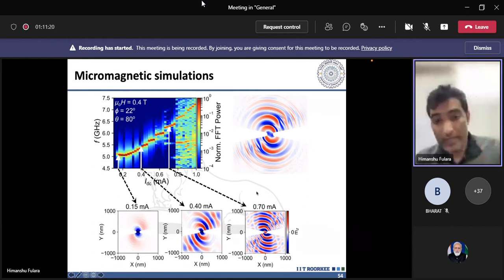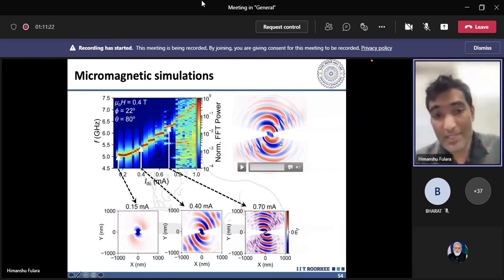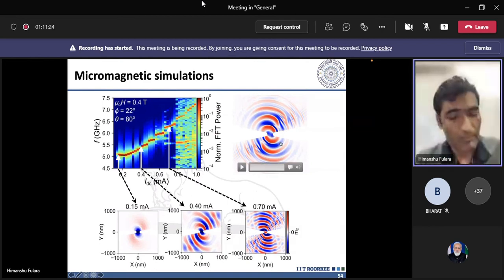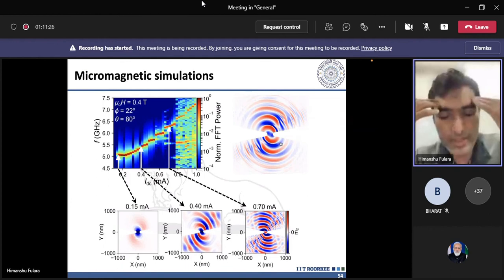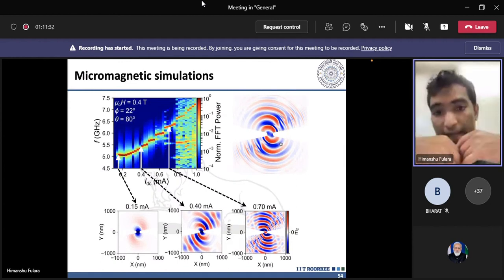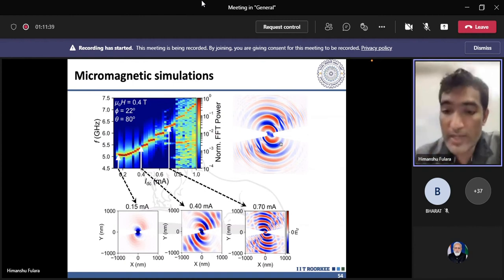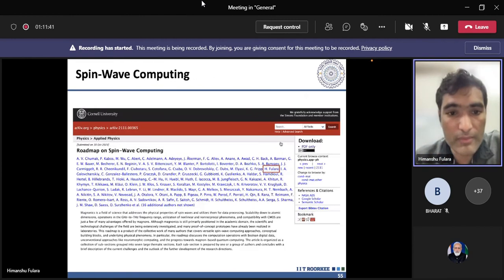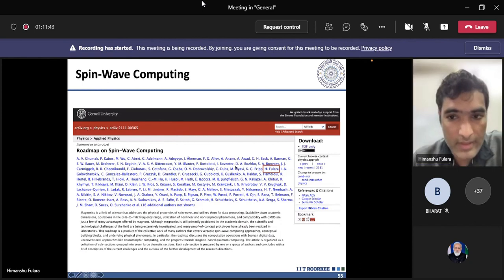Now, what are the applications of these propagating spin waves? There are huge propositions, as I said in the beginning. It is our strong belief that future technology, beyond CMOS technology, is based on this spin wave concept. And if you are really interested in understanding these concepts, I would recommend this paper which we have submitted recently.